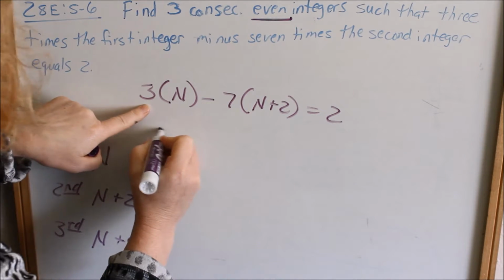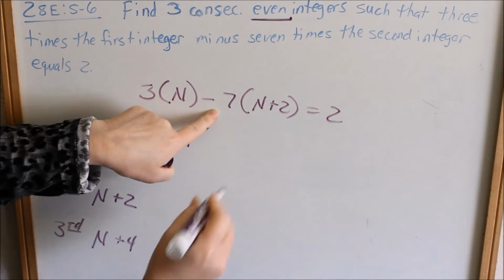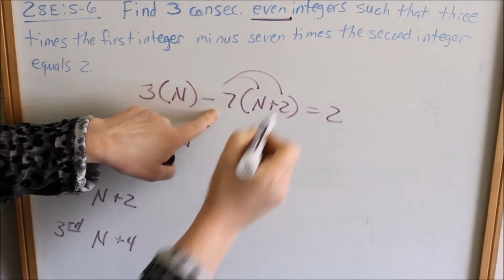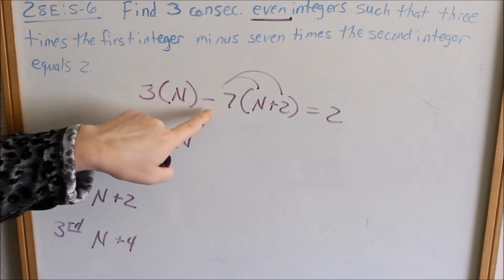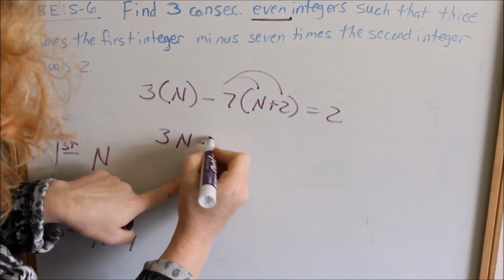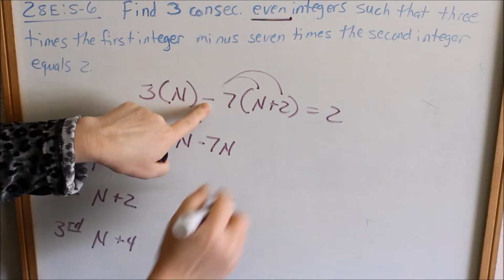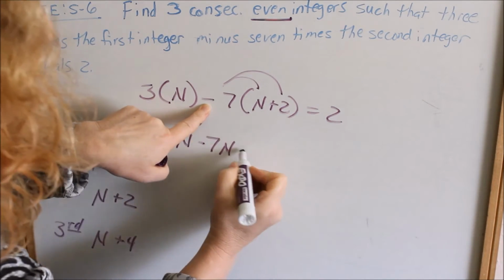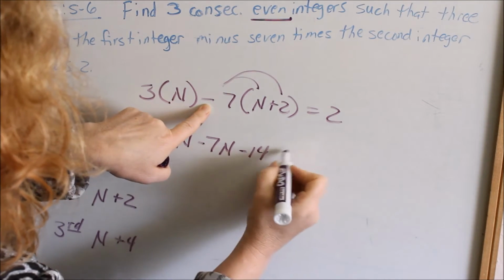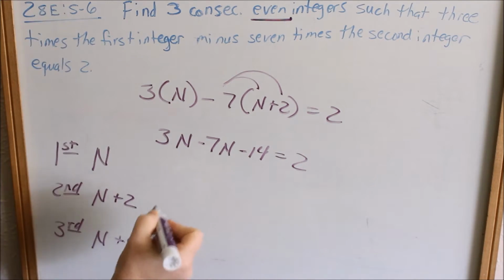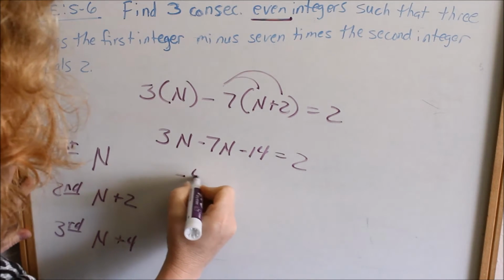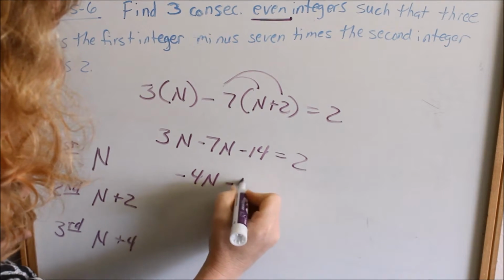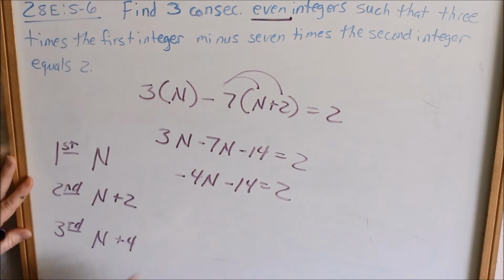So here I have 3n. Here I need to distribute that negative. This is negative 7. Distribute it to both things. Negative 7 times n, negative 7n. Negative 7 times a positive 2, negative 14. Be sure and distribute that negative to both things. Now I can combine my n's. That would be a negative 4n minus 14 equals 2.